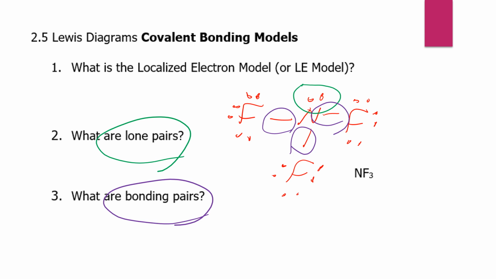What did octet mean? Trying to get to 8. The first thing I did in my head is I counted across to nitrogen. I said nitrogen is 1, 2, 3, 4, 5 elements over. It's got 5 valence electrons.